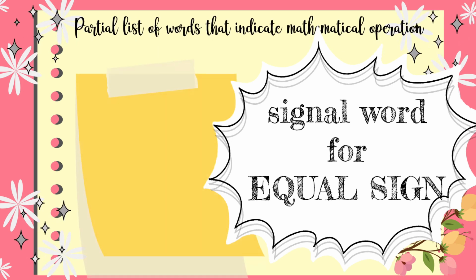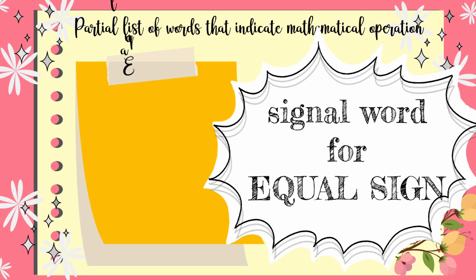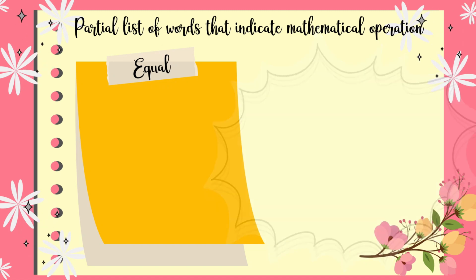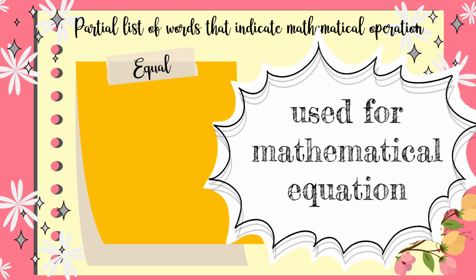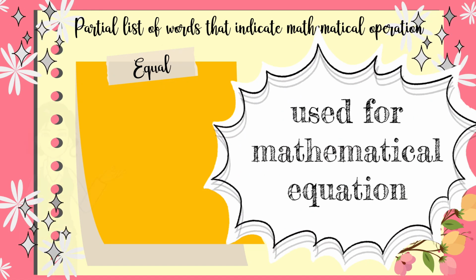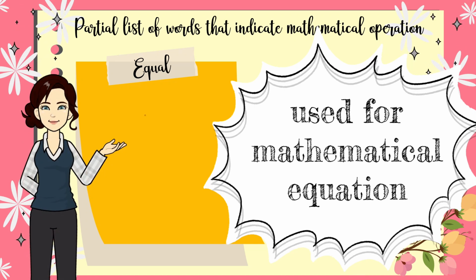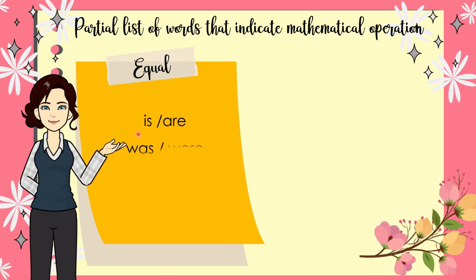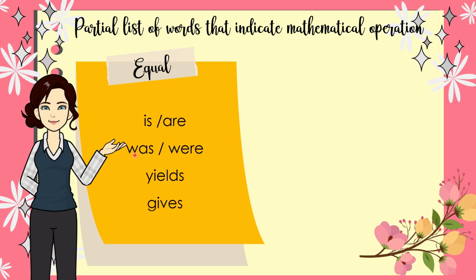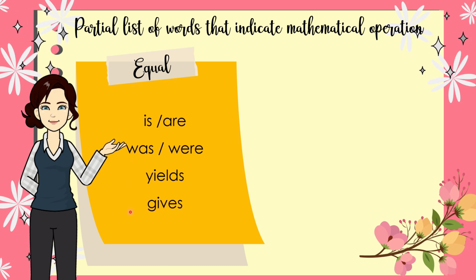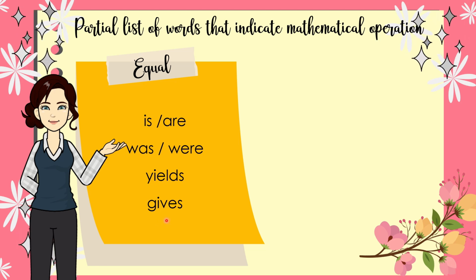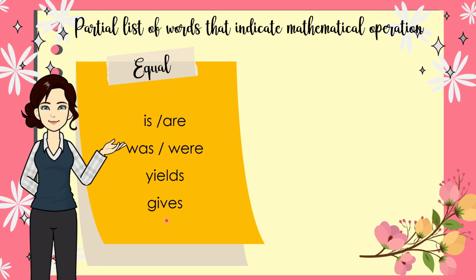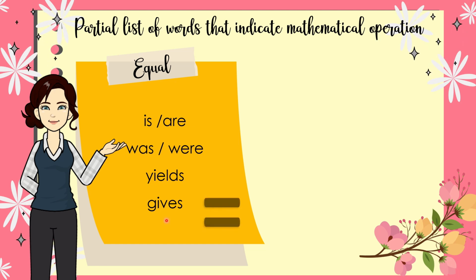Ito naman yung mga signal words natin or keywords natin kapag gagamit na tayo ng equal sign. Magamit tayo ng equal sign pag bumubuo tayo ng mathematical equation. So, ano-ano yung mga words na yon? We have is and are, was or were, yields, and gives. Now, kapag na-encounter natin sila, ibig sabihin, yan na yung cue na tayo ay makakabuo ng mathematical equation.